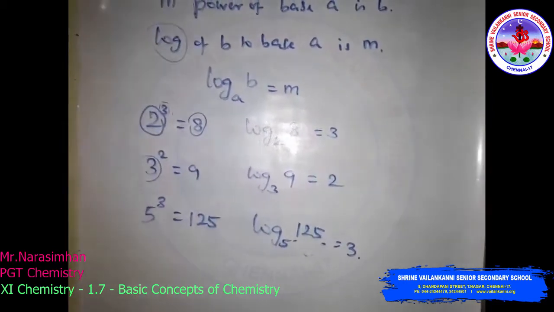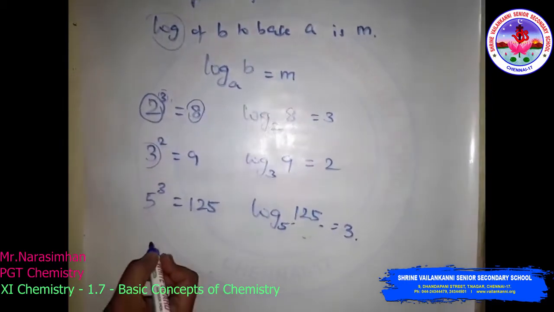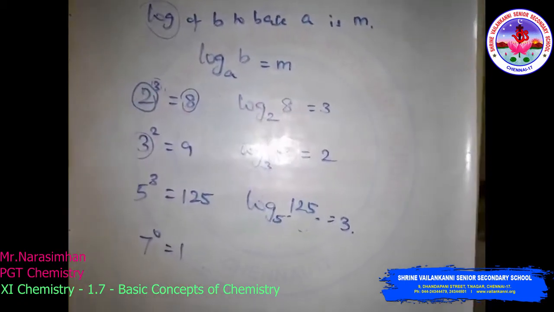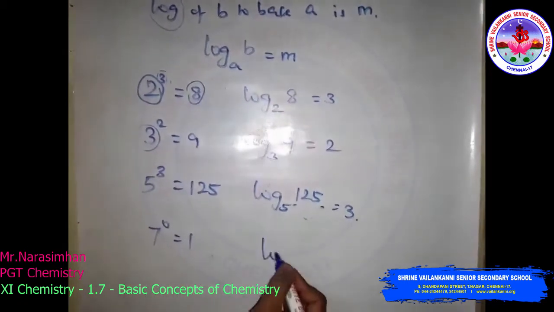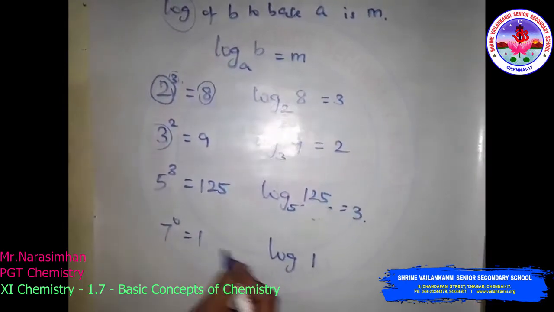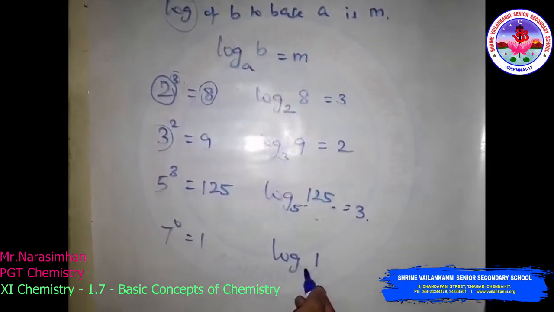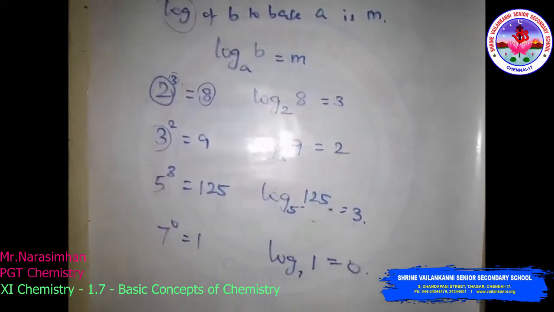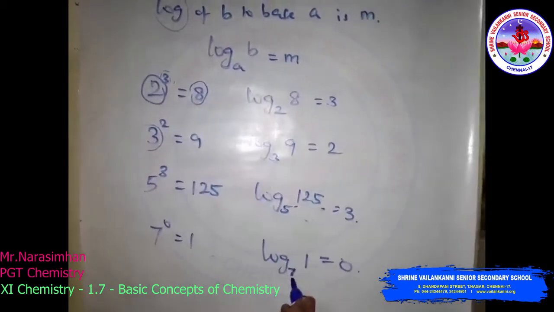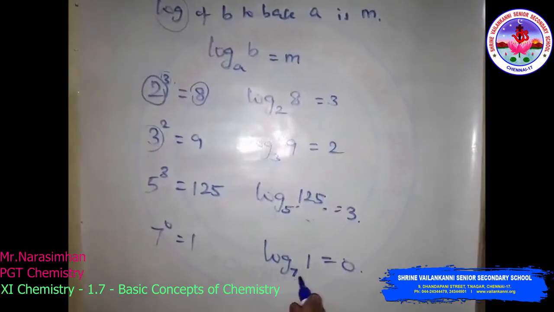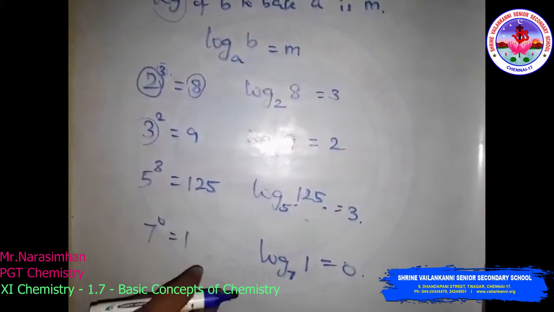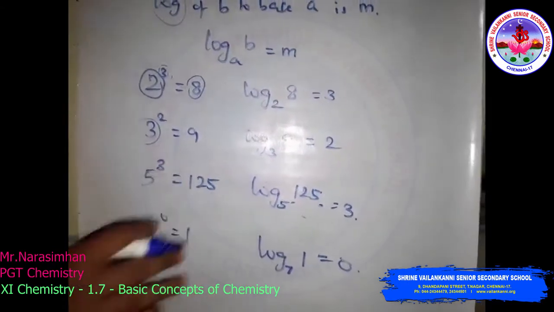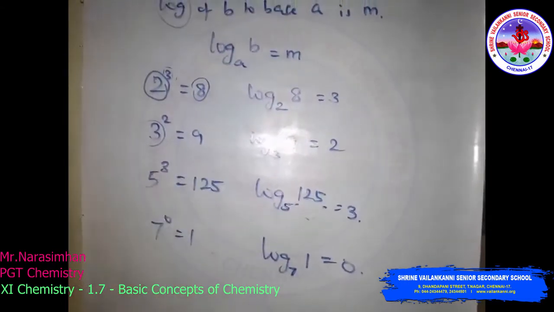Then, in a similar way, 7 power 0 is equal to 1 means you can write it like this: log of 1 to the base 7 is equal to 0. So this is the writing of log values in this form.